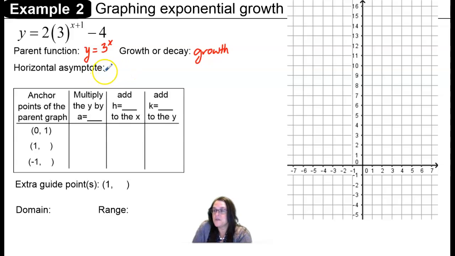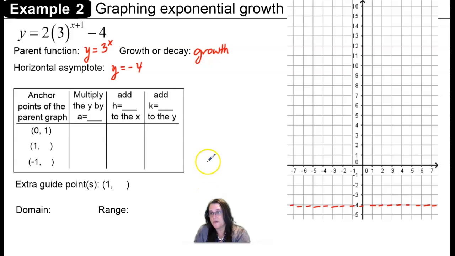The equation of the horizontal asymptote is always y equals k, and the k in this equation is equal to negative 4. So we can come over here to negative 4 on the graph and dash in that horizontal asymptote. Okay, then the anchor points that we're going to use to transform this graph are the (0, 1), the y-intercept, that's always the same, then (1, b), and our b is equal to 3.